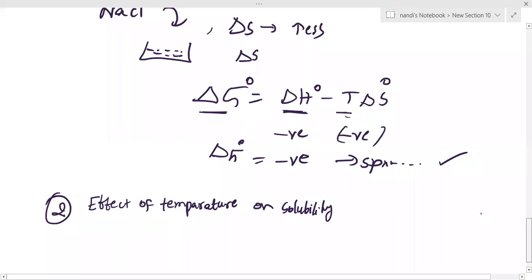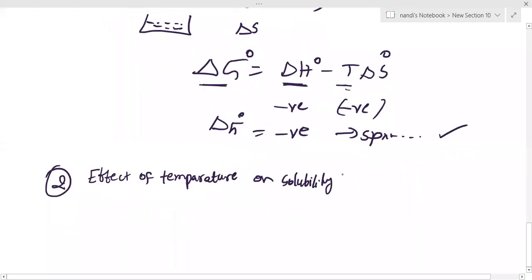Especially we are discussing right now ionic substances only. Covalent compounds anyway won't dissolve in water. Clear? If I take solute plus solvent, it will form a solution, plus energy. If energy is released, is that exothermic or endothermic? Exothermic. I make the same reaction with delta H equal to negative.